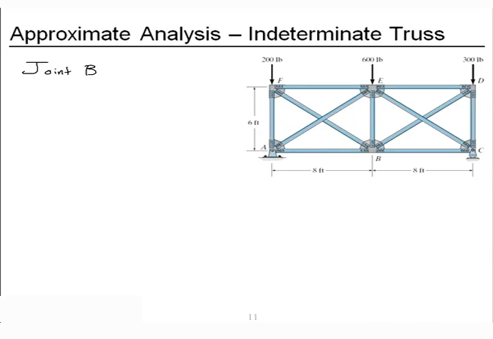So at joint B, I know that the bottom chord to the right, member BC, carries 200 pounds tension. I know that each of my diagonals are in tension with 250 pounds. Don't know the force in member BE or AB. So let's start off by applying horizontal equilibrium.